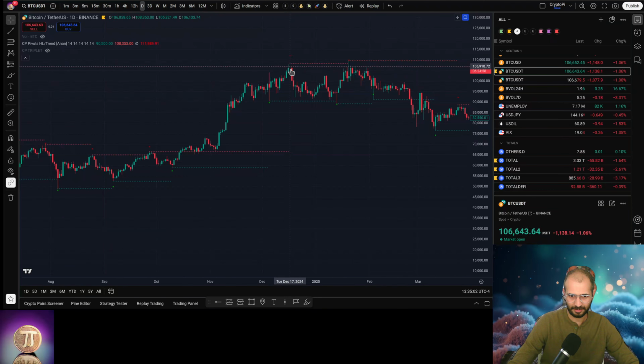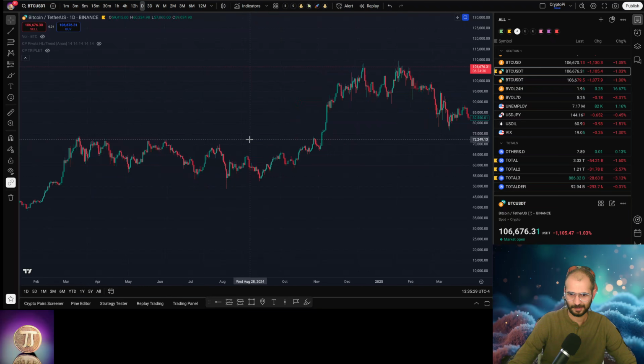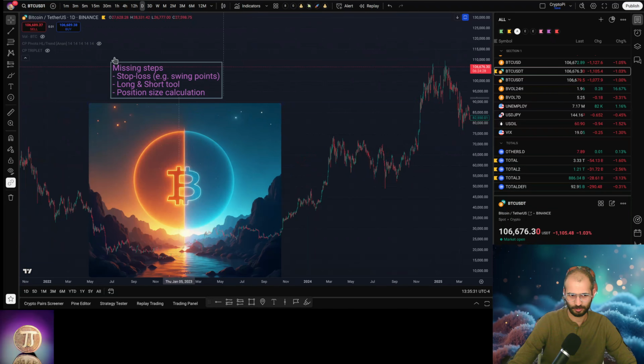A swing high is when the swing point is on the higher side and the candles before and after have a value lower than the high of the swing high. The same goes for a swing low, where the low of the candle is lower than the two adjacent candles. Okay, that is how we can identify swing points.